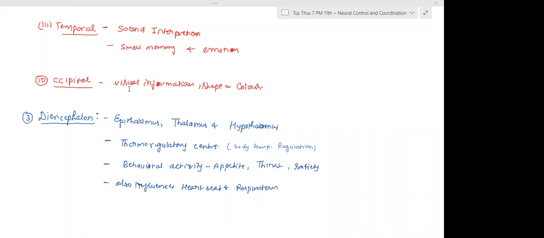It also influences the heartbeat and respiration. Is it clear? Yes. Okay.